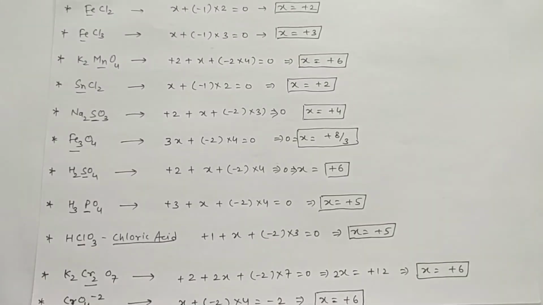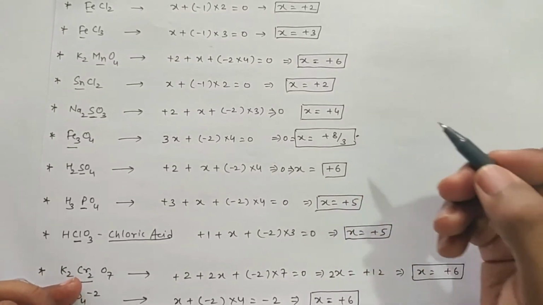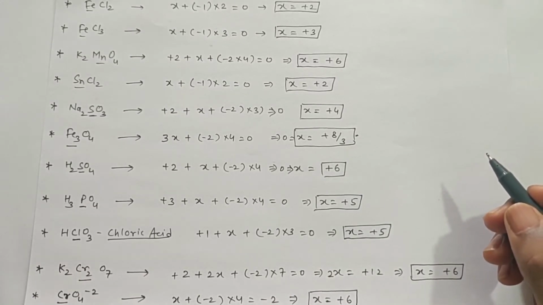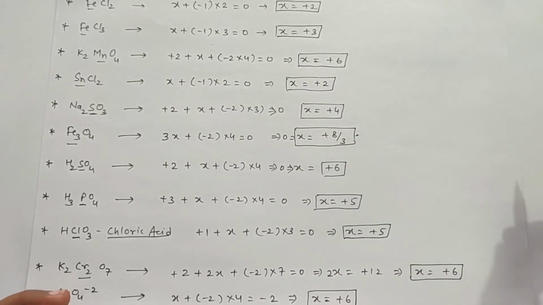In all these examples, we have found that the oxidation number can be 0, it can be positive, it can be negative, and it can be a fractional value. So we can conclude that the oxidation number may be 0, positive, negative, or fractional. But imaginary and infinite values of oxidation number are not allowed.